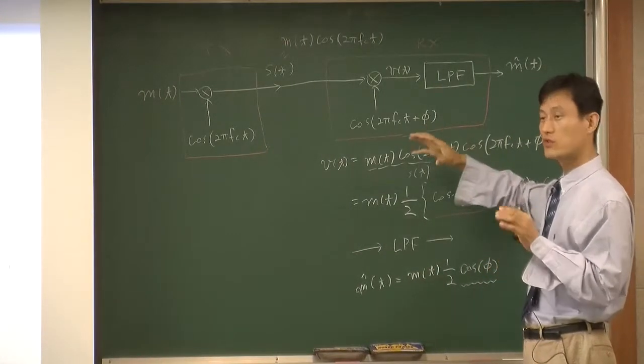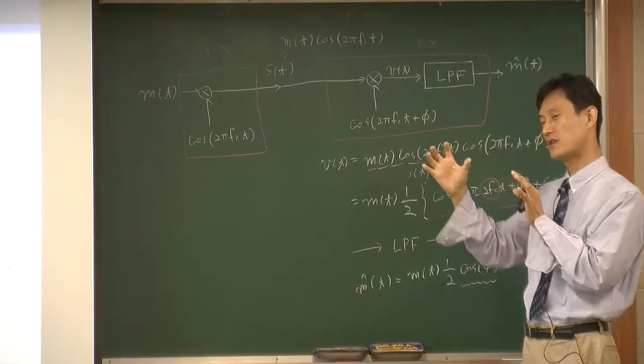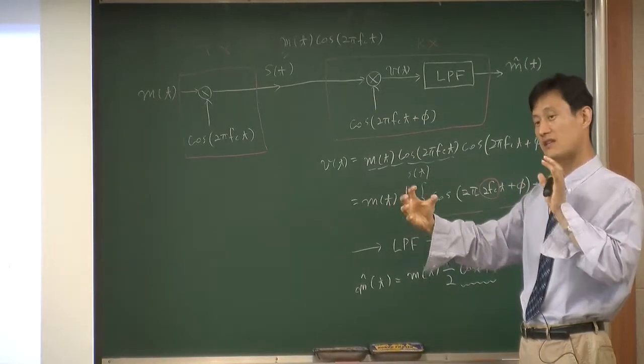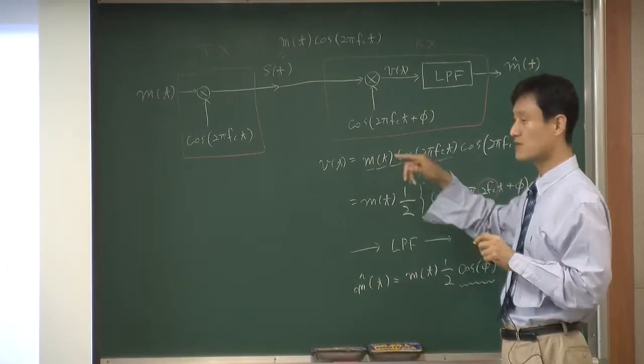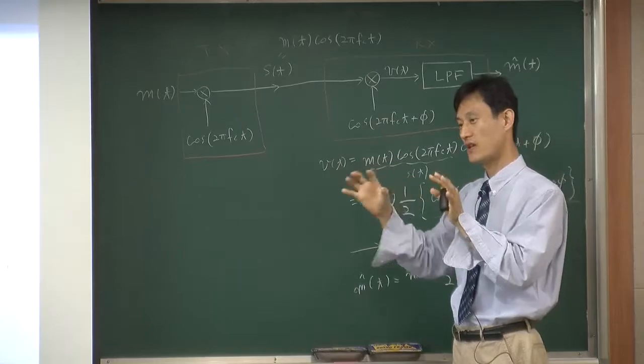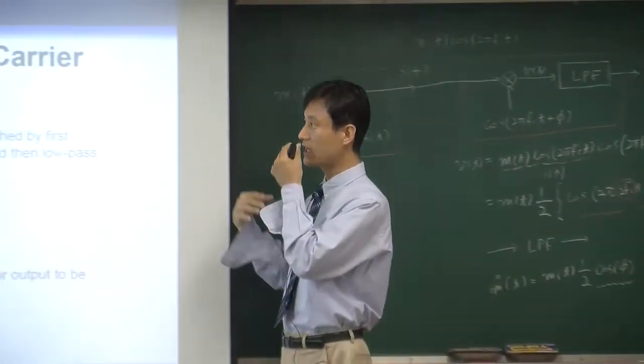Okay? So we want to match it. We want to match the phase at the transmitter and also the phase at the receiver. You want to make it exactly the same. That's what we call coherent. Okay? Phase is matched. Phase is the same. Okay? We want to make it that way. Why?